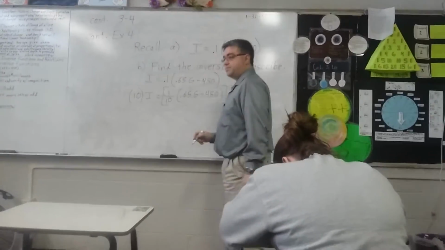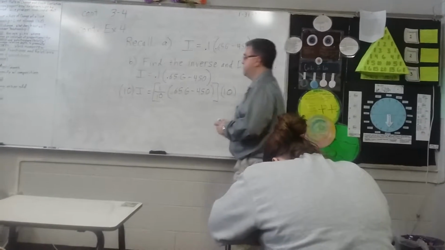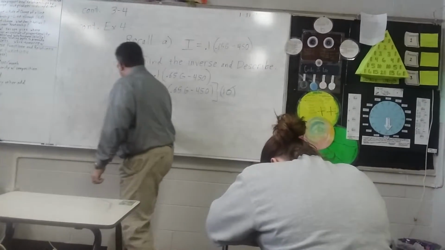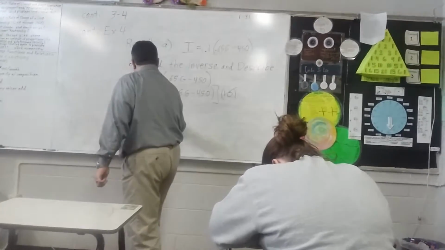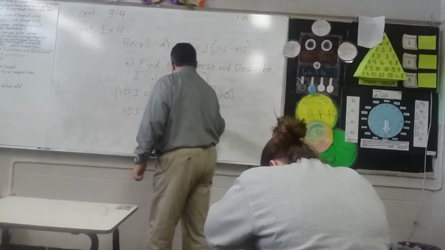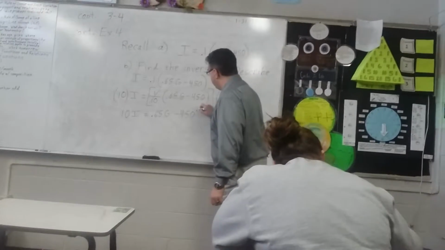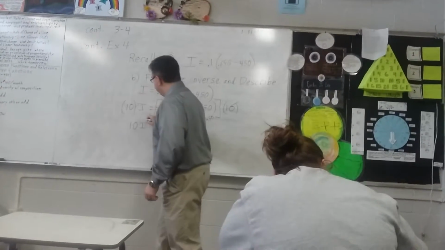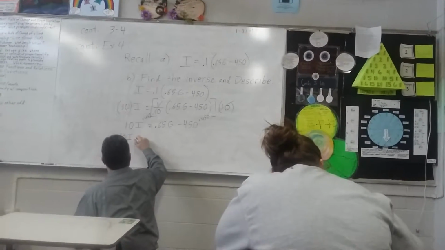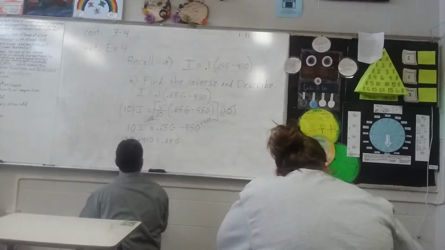So can we always turn our decimal into fractions? Absolutely. To make it easier? Yes, absolutely. So that cancels the 1/10 with the 10. And I have 10I equals 0.65G minus 450. And then, of course, you just add the 450 to both sides. So this is then 10I plus 450 equals 0.65G.